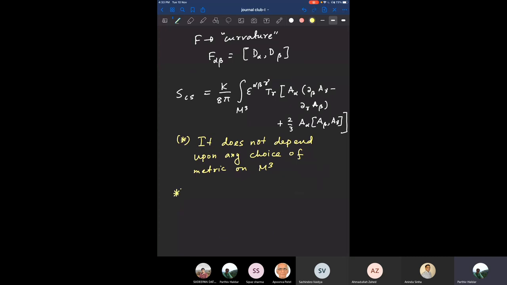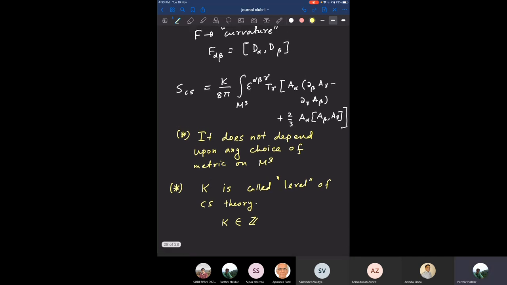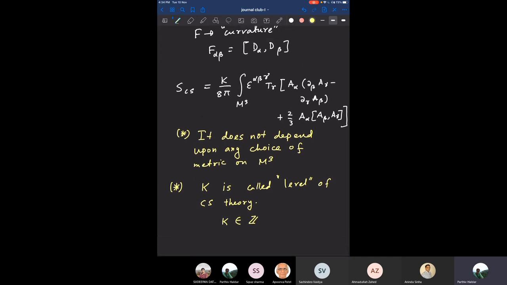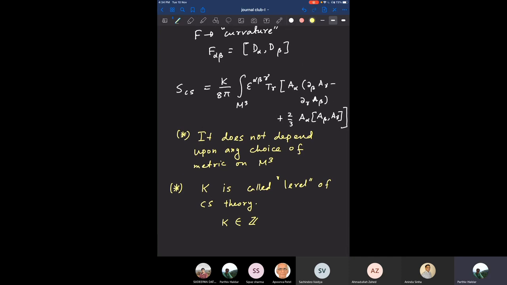Second thing, and this is a very important comment: this K is also called the level of the CS theory. K is actually quantized. That means K can only take integer values, and this quantization condition really comes from the question of gauge invariance. The Yang-Mills action involves this curvature F, which is manifestly, by construction, gauge invariant. But in the Chern-Simons action you have the gauge field sitting explicitly in your action, so you may wonder whether the action is gauge invariant or not. You want to see this by taking a gauge transformation of the action and seeing what you get.